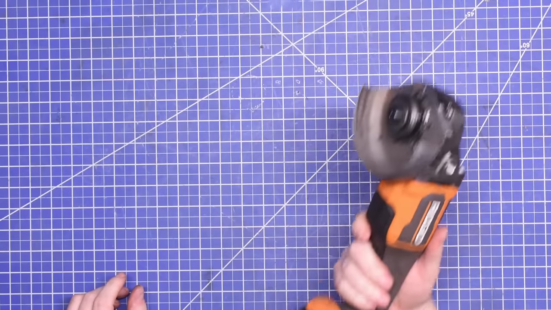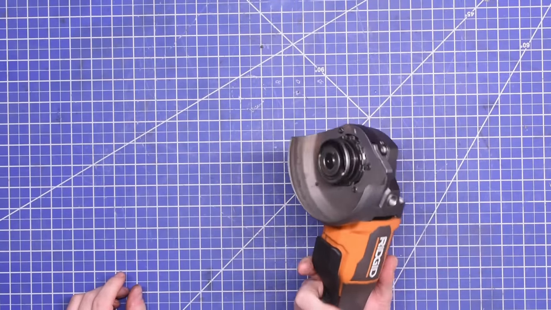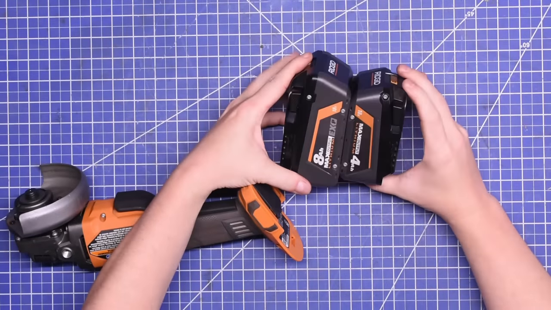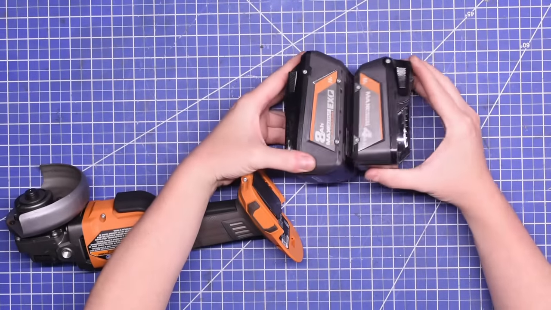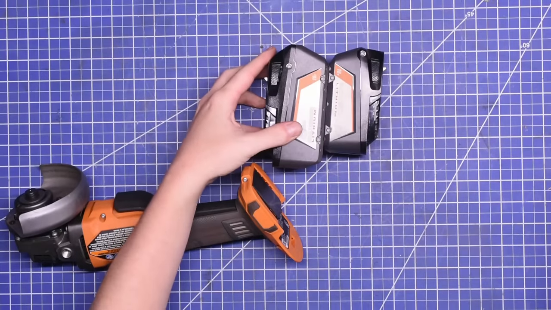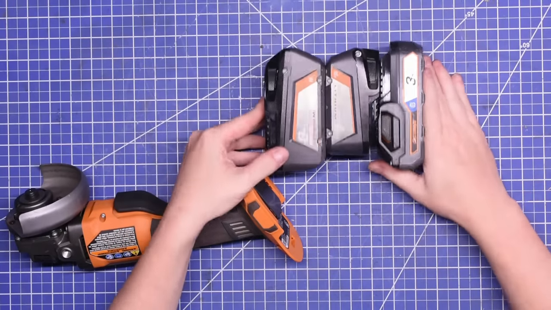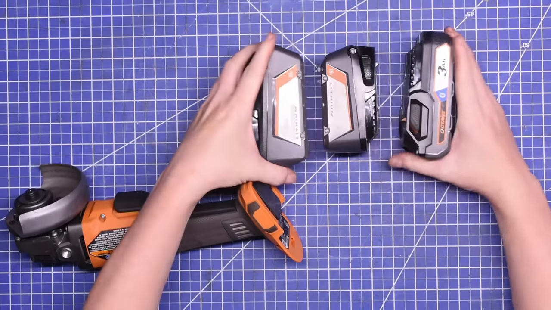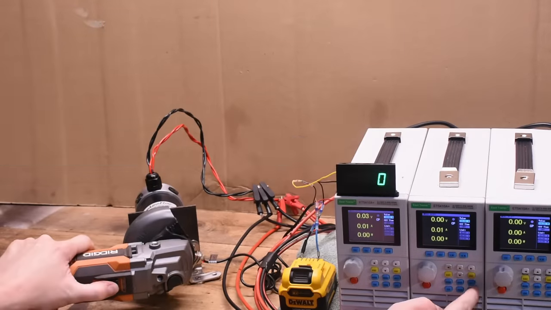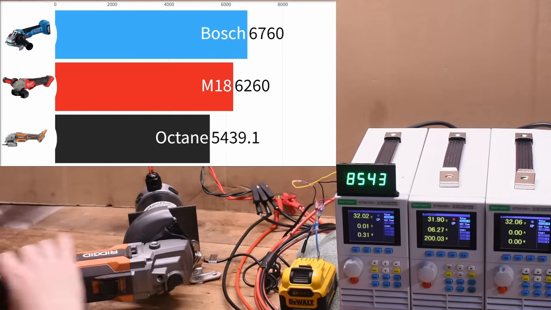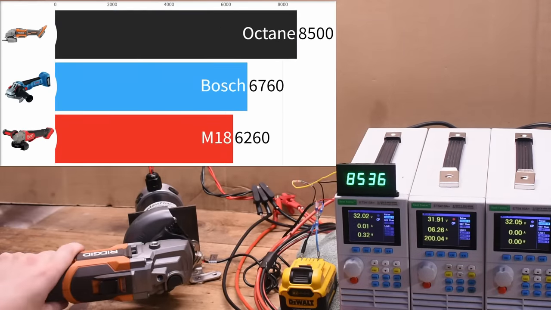We'll of course check out the standard 4 amp hour max output as well, as that's miles cheaper offered as a complete kit, and score it with what it does best with. But we're going to be leading with the beans now with the 8 amp hour pack. The Octane sports an industry-leading 10,000 RPM free speed and uses that to pump up its score under load for 8,500 RPM while doing some grinding.